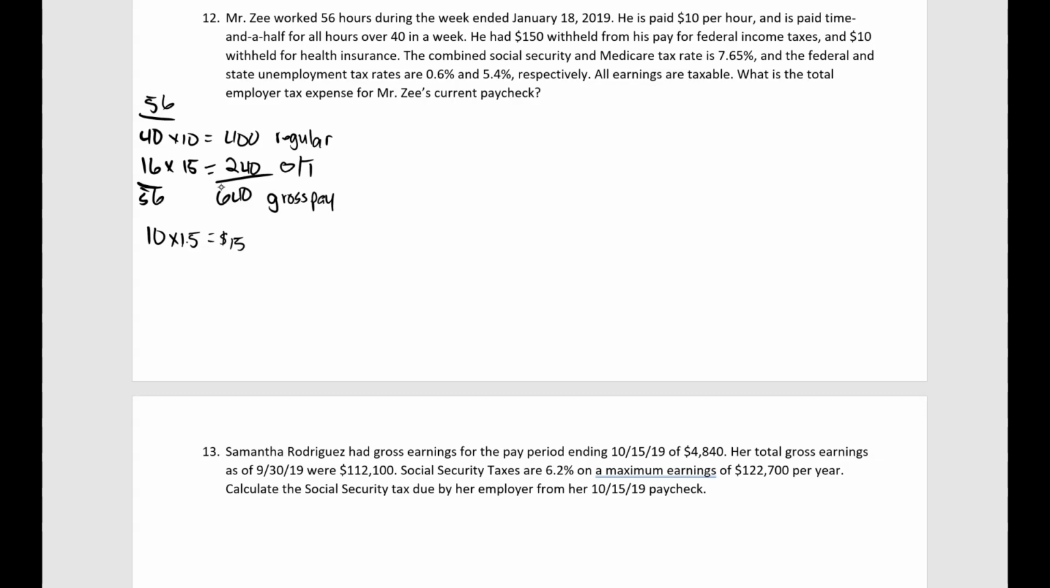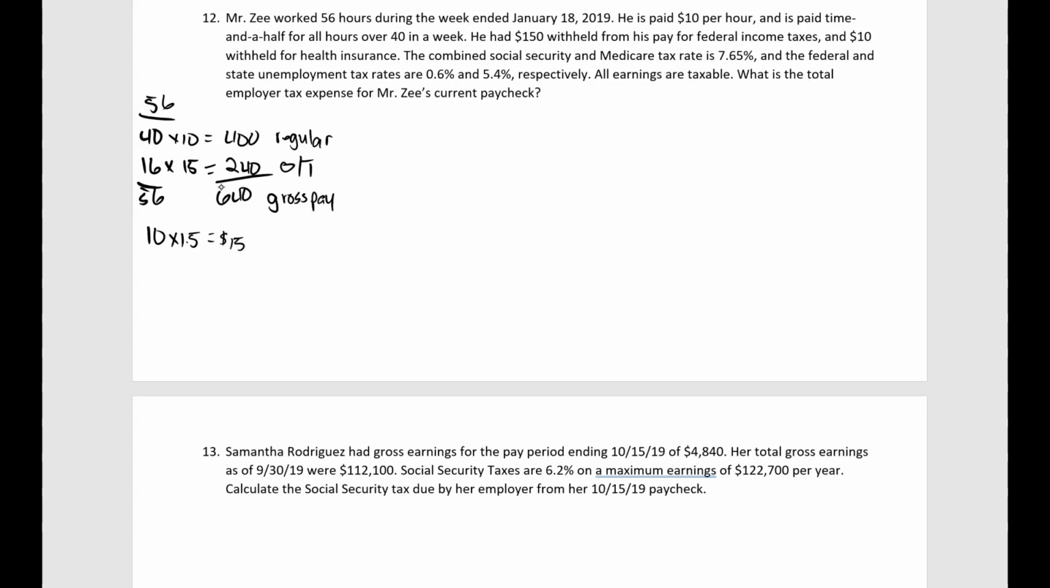Okay, he has some deductions here. He has $150 withheld for federal income tax, $10 for health insurance. His combined Social Security and Medicare is at 7.65, that is the 1.45 for Medicare and the 6.2% for Social Security. And then federal and state unemployments are 0.6 for federal and 5.4 for state unemployment, FUTA and SUTA. All earnings are taxable. What is the total employer tax expense for Mr.